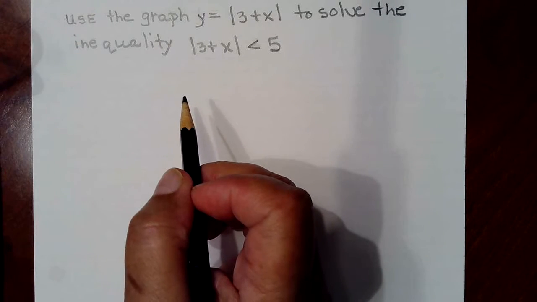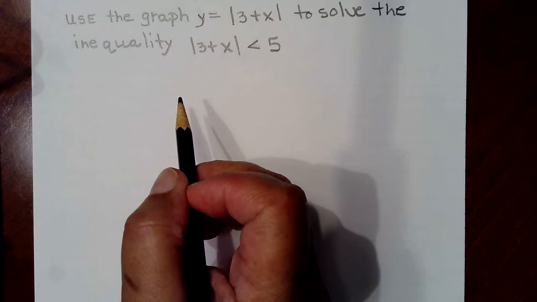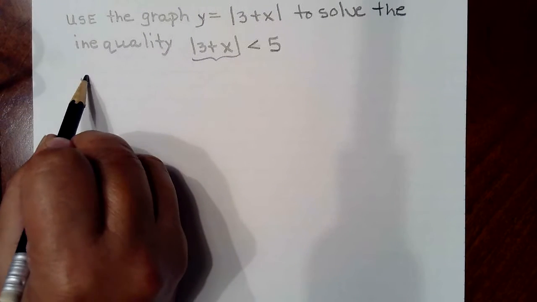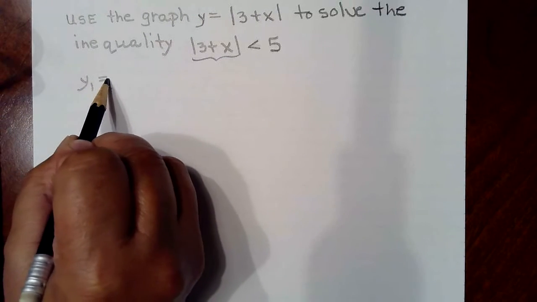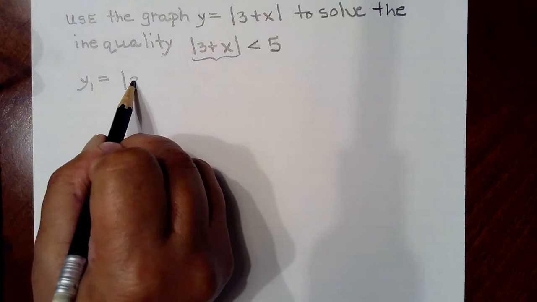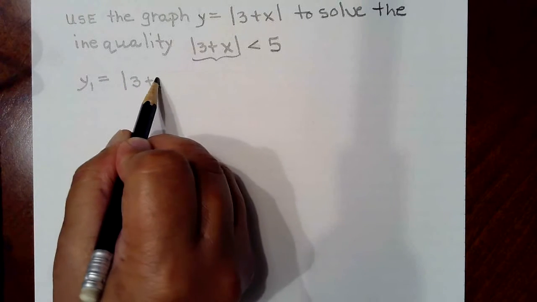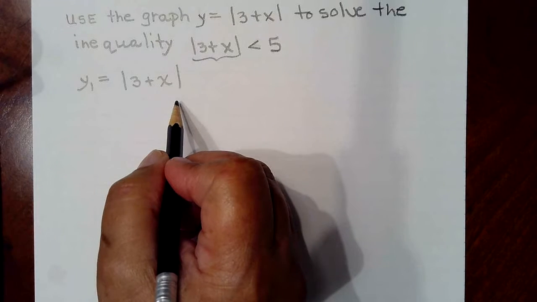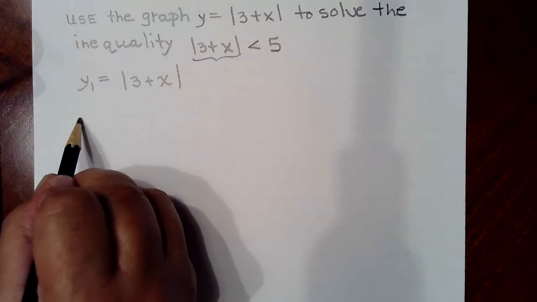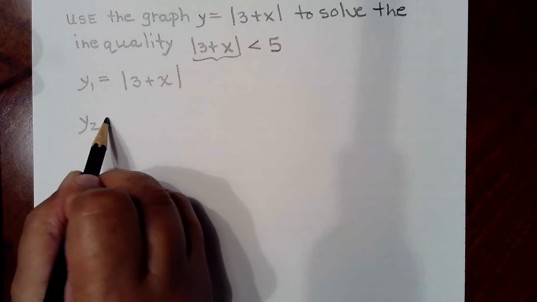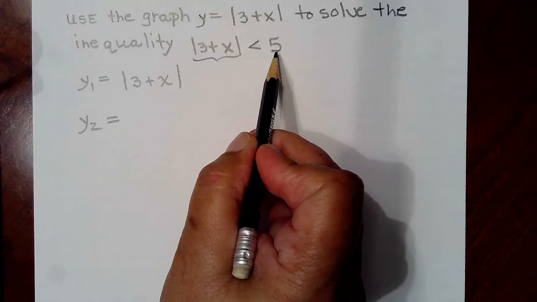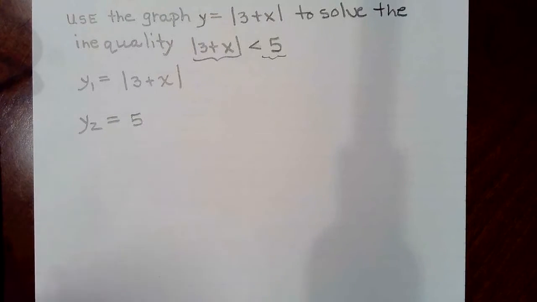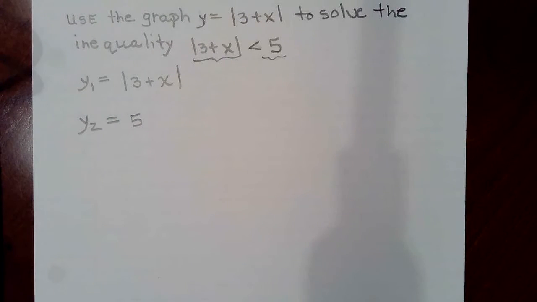In your graphing calculator, the way you would handle this is you would take the left side of the inequality and enter it as your first function. So you're going to have your graphing calculator graph the absolute value of 3 plus x, which is a V shape. And then as your second function, you're going to enter what's on the right side of the inequality, which is just y is equal to 5, which is a horizontal line.